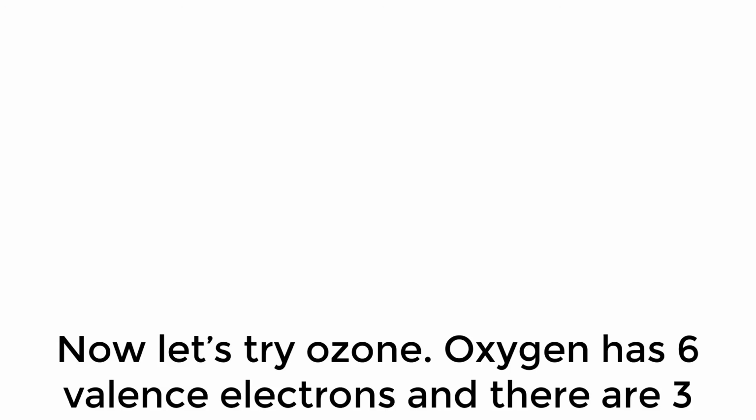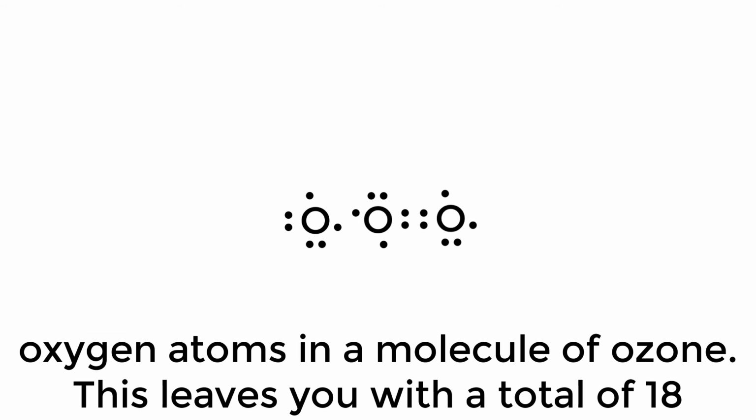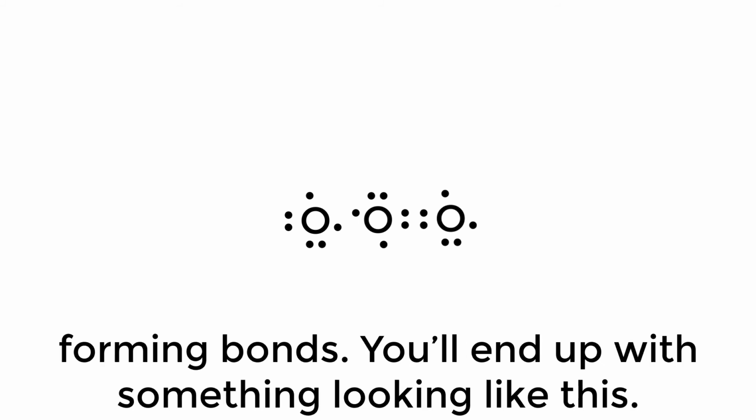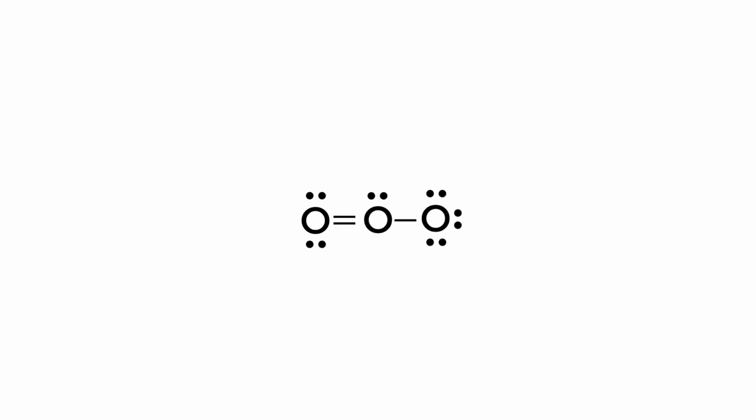Now let's try ozone. Oxygen has 6 valence electrons, and there are 3 oxygen atoms in a molecule of ozone. This leaves you with a total of 18 valence electrons. We start with the 3 oxygen atoms and their valence electrons and begin forming bonds. You'll end up with something looking like this.